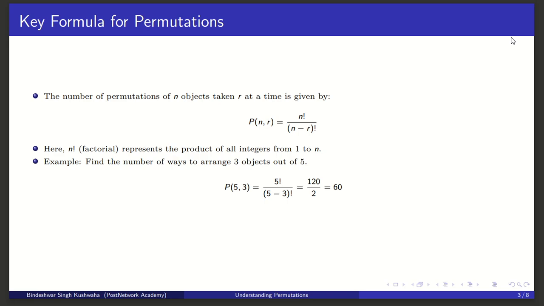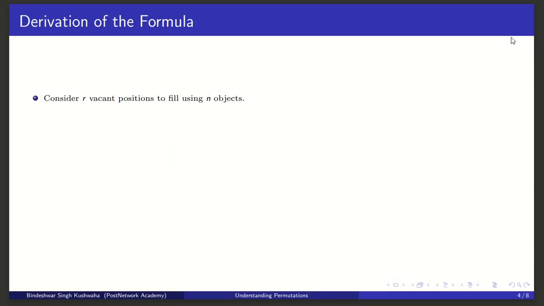Now let us see, find the number of ways to arrange 3 objects out of 5. So if you have 5 objects, and the number of arrangements if you take 3 at a time, that would be 5P3. That means factorial 5 upon factorial 5 minus 3, and that would be 60.